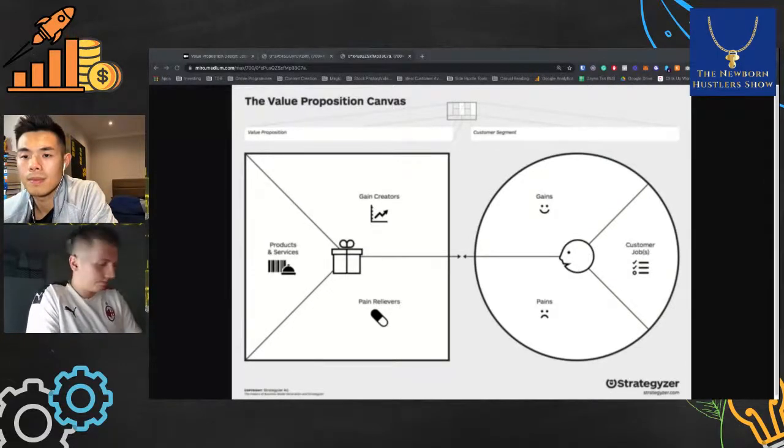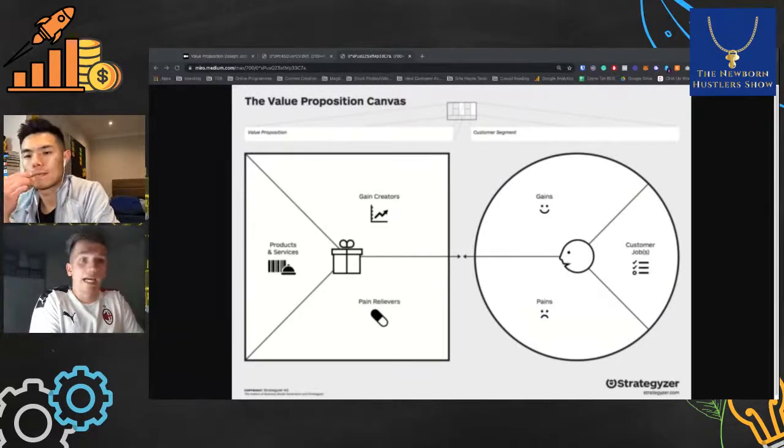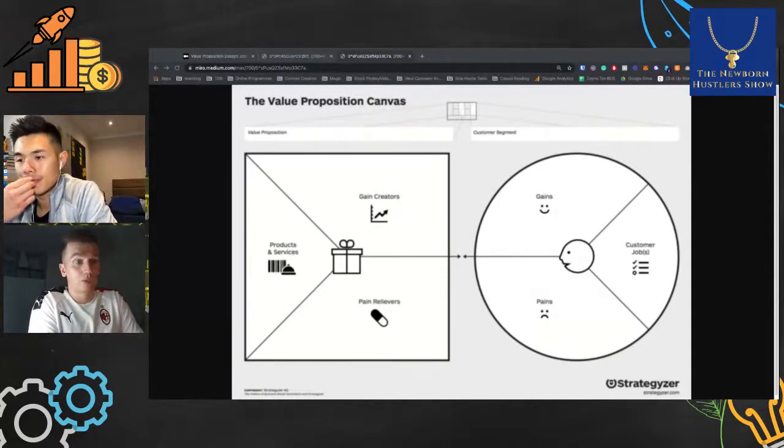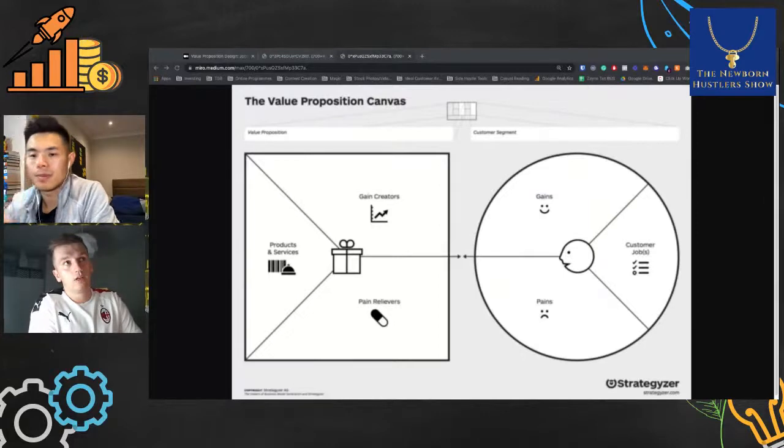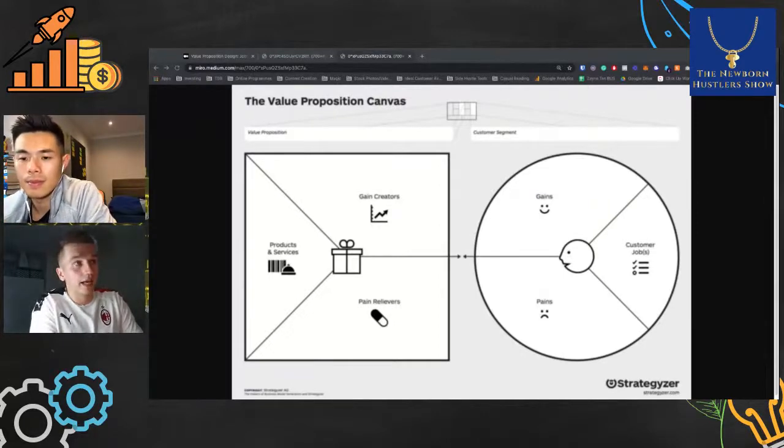So let's think of the example of smartwatches, right? Because we used this example before. So customer jobs for smartwatches are, for example, people want to know more about their activity levels, but also they want to seamlessly control their mobile phones.